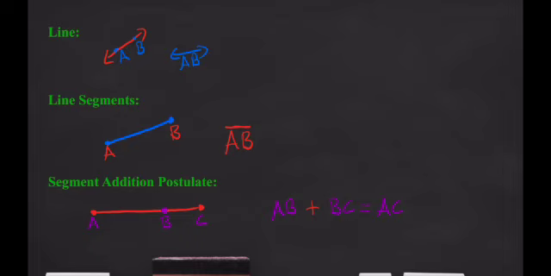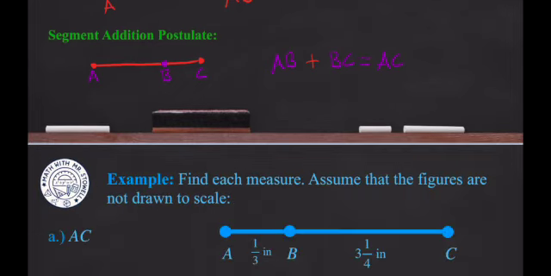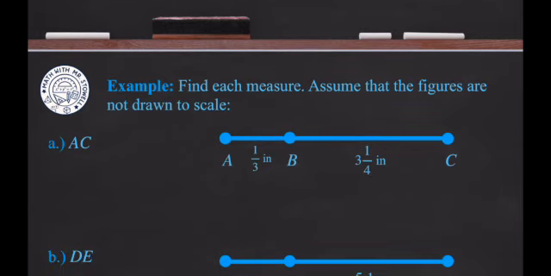Not very groundbreaking. This is something that is so easy to see that we don't need a proof. That's why it's called a postulate. Another word for postulate could be an axiom. So we have AB plus BC equals the total length. 2 segments added together equals the total length. That's what the segment addition postulate basically says. Okay, let's look at an example.